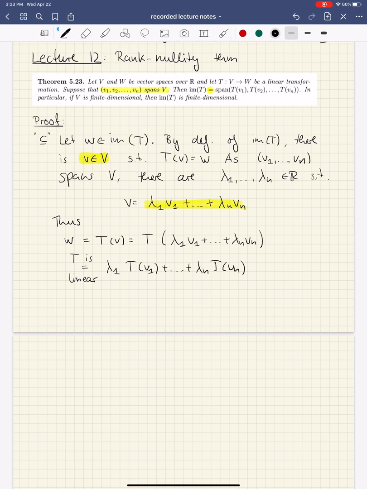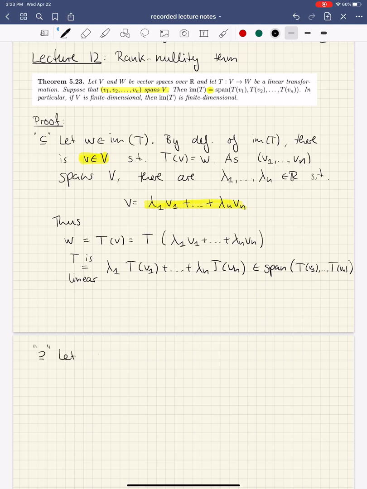Okay, and then you're already at the end here, because now you've written w as a linear combination in T(v1) through T(vn), because this now is in the span by definition of T(v1) through T(vn). So in this case, having these right reflexes guides you through this proof. Okay, let's do the other inclusion.